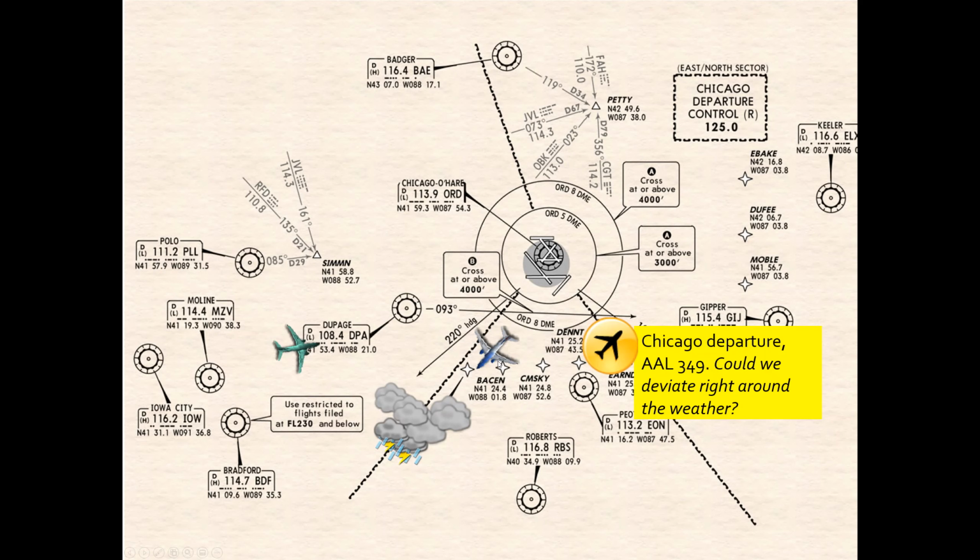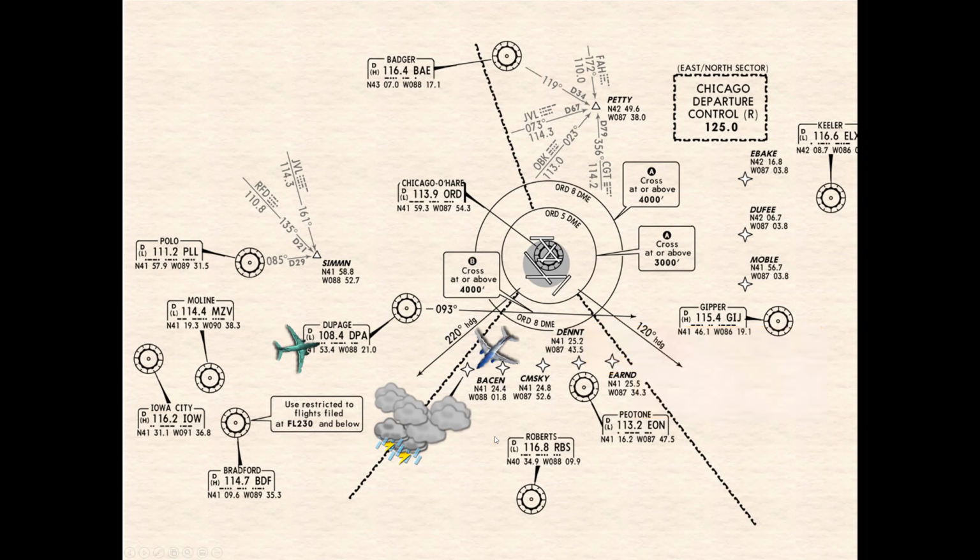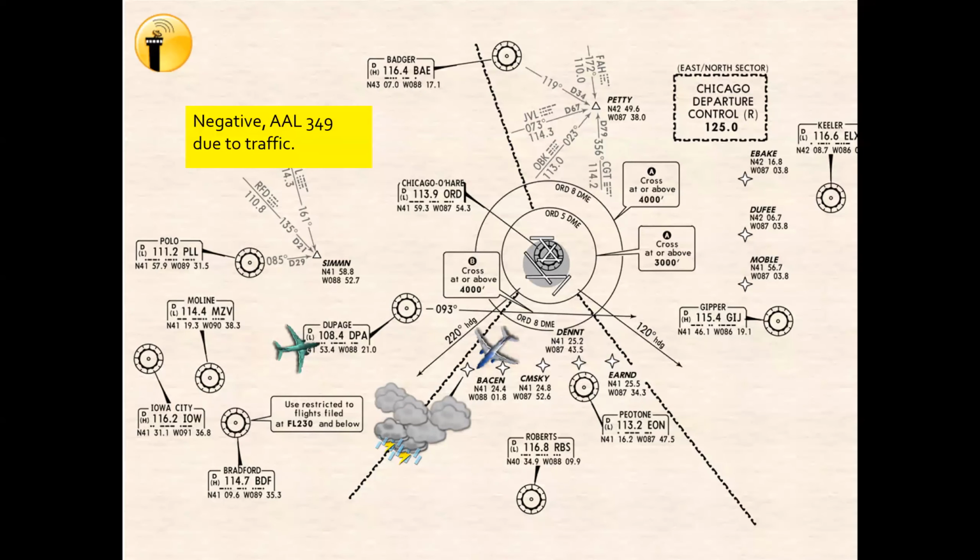Of course, in this case, what we've got over here is arrivals coming into O'Hare, so he'll probably make him go left. In this case, he just says negative due to traffic. Again, hopefully the guy's not too busy to respond correctly. He should have really said unable right deviation, deviations to the left are approved. Again, due to traffic or whatever.